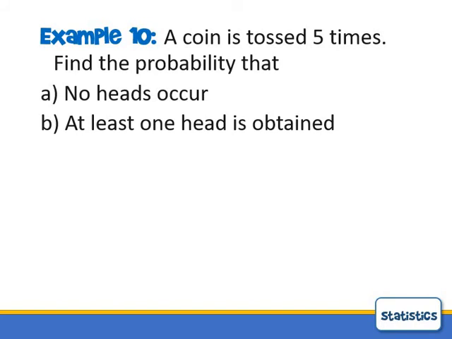Example 10, a coin is tossed 5 times. Find the probability that no heads occur, and part B, that at least one head is obtained. Okay, so the coin toss, one important thing here, it's independent. Every time you toss a coin, it's independent of the previous tosses. Okay? So the probability that no head occurs would be the probability that every single time it's a tail, right? No heads would be 5 tails.